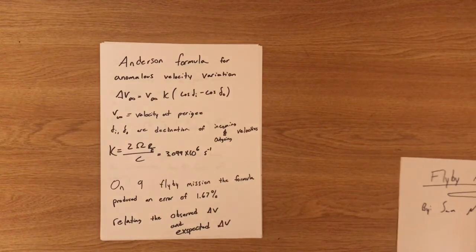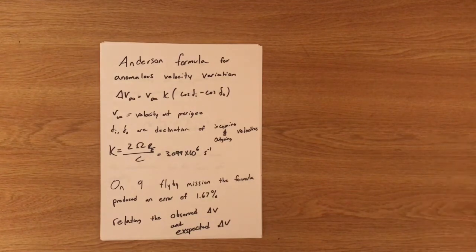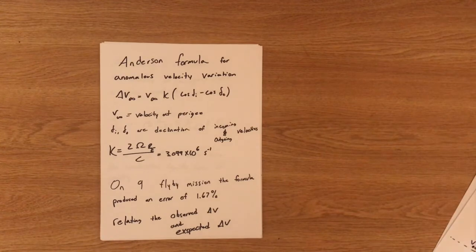Anderson's formula is the most well-known formula of the flyby anomaly, and this is his formula for the anomalous velocity variation, with v sub infinity being the velocity at the perigee, and with these being the declination of the incoming and outgoing velocities, and k being a constant, which is equal to 3.099 times 10 to the 6 per second.